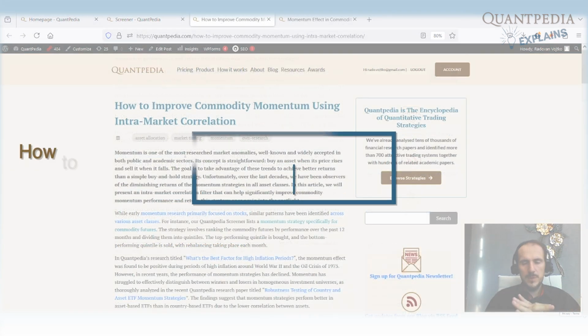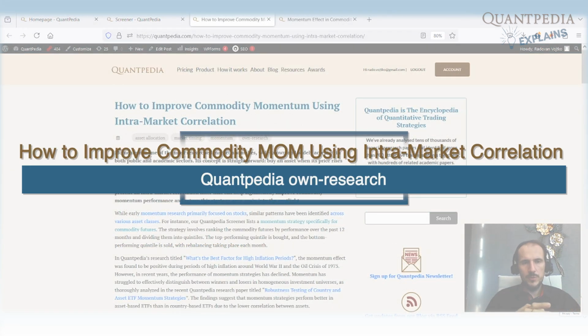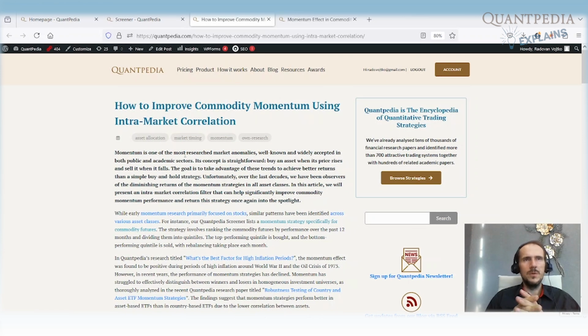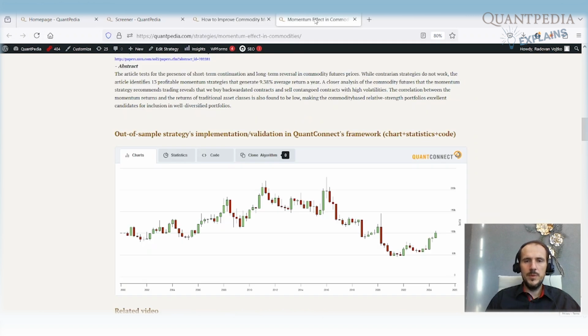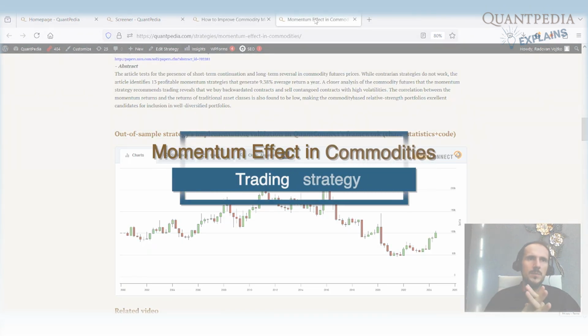Our article is about how we took the commodity momentum strategy and tried to improve it. Commodity momentum is a subset of momentum strategies. We have it in our database, it's freely available. The strategy uses futures, buying the best performing commodities and shorting the worst performing commodities.